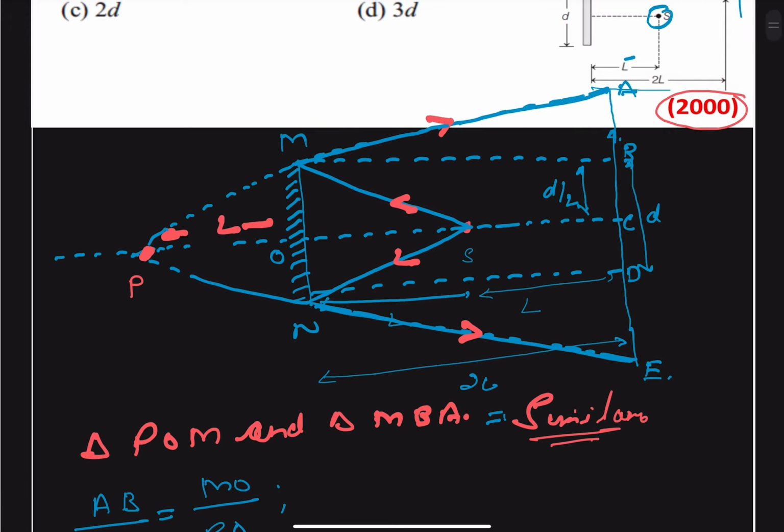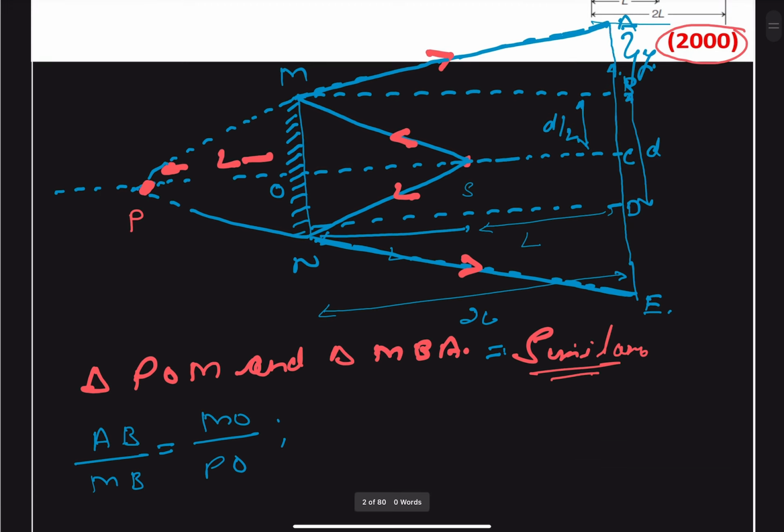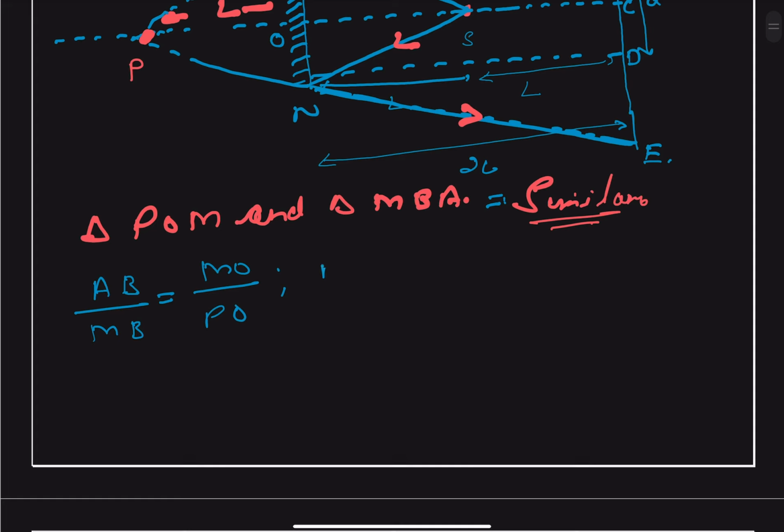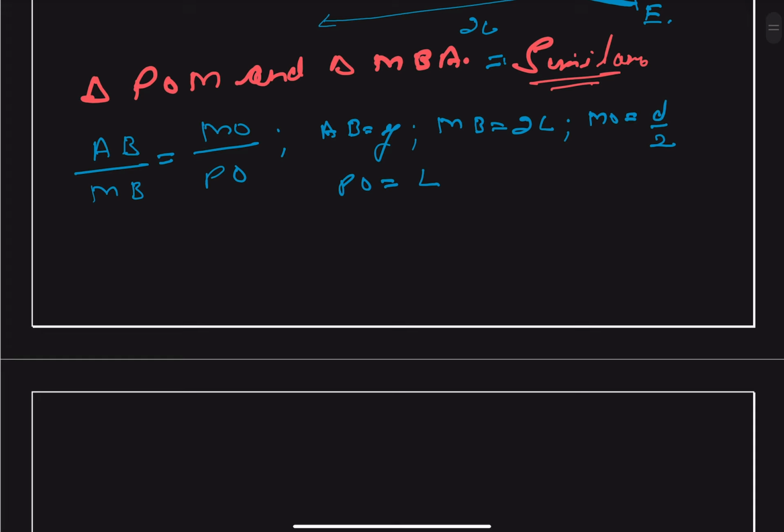Let us suppose AB is Y. So our AB is Y and our MB is 2L, and MO is D by 2 and PO is equal to L. We substitute these and we get Y upon 2L equal to D by 2 upon L, and this gives us that Y is equal to D.